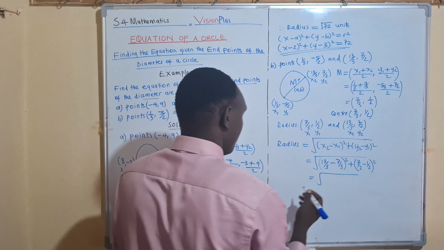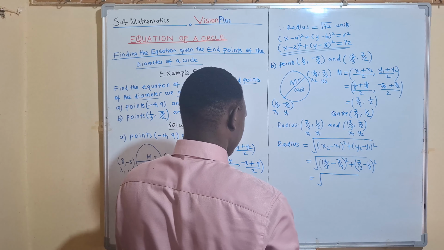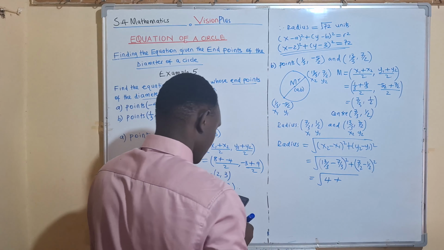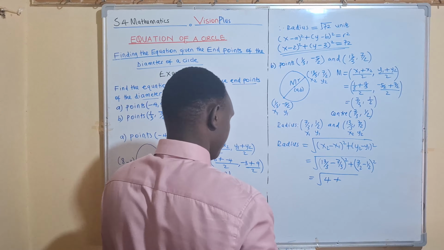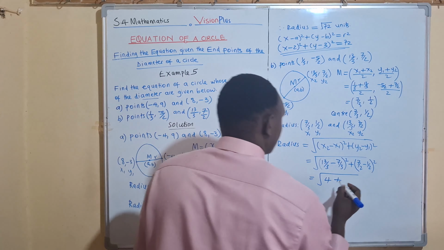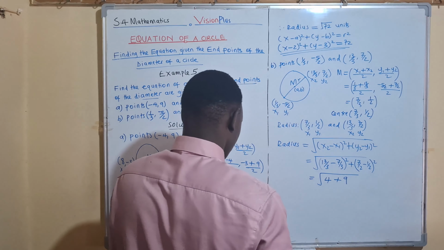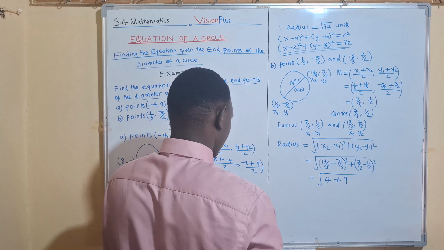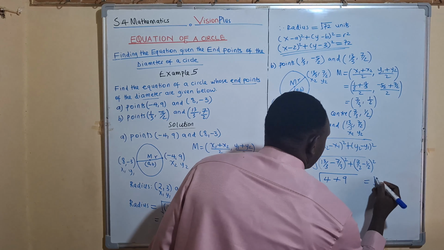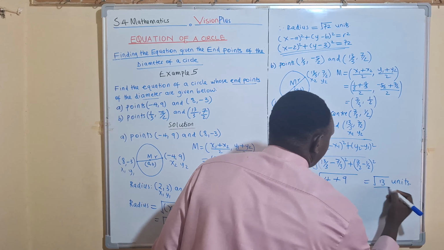So 4 plus, let me first write 4 here, plus 7 divided by 2 minus 1 divided by 2, squared. I'm getting 9, because 3.5 minus 0.5 squared is 9. 9 plus 4 is 13. So the radius is root of 13 units.